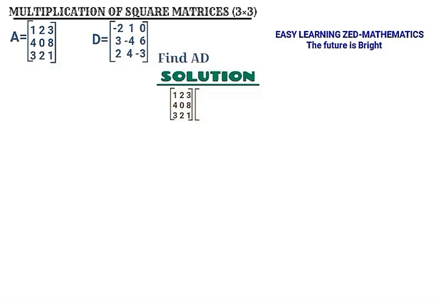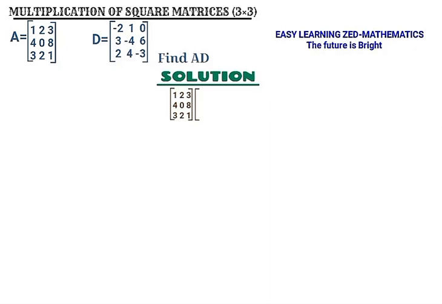In this video, I'm going to look at multiplication of square matrices, that is matrices that have the order of 3 by 3. So I'm going to work out one example to demonstrate how you can multiply that. It's not really different from what we did in the previous video where we multiplied square matrices that were 2 by 2. So the same ideas are the ones we apply here.